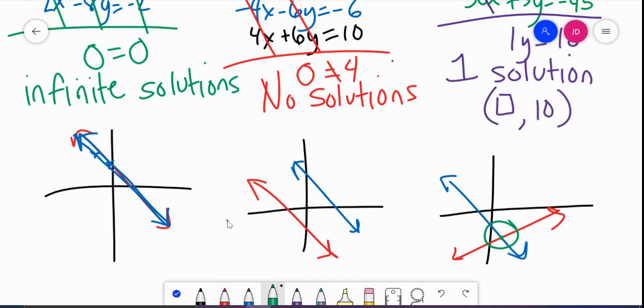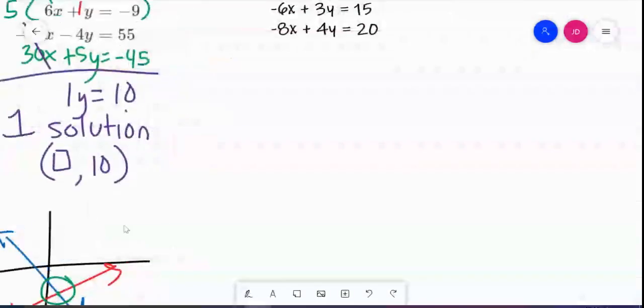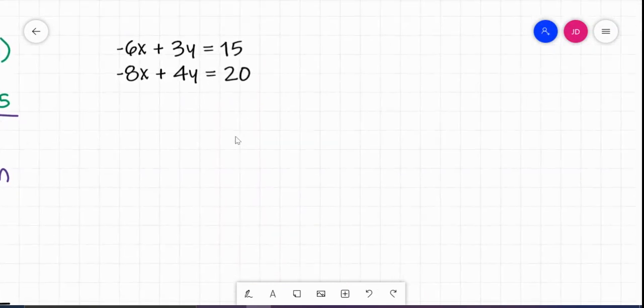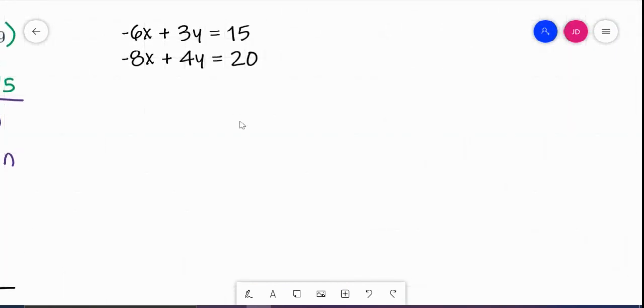All right, let's look at one more scenario. With this problem, you take a look: 6 doesn't go into 8, and 3 doesn't go into 4. What do you do? Uh-oh. So here's what happens when one doesn't go into either of them. This is what I do.